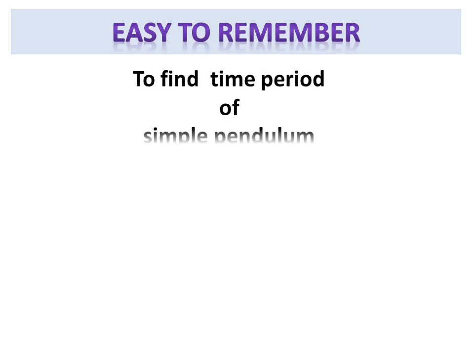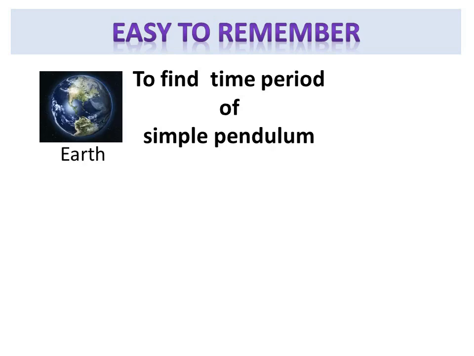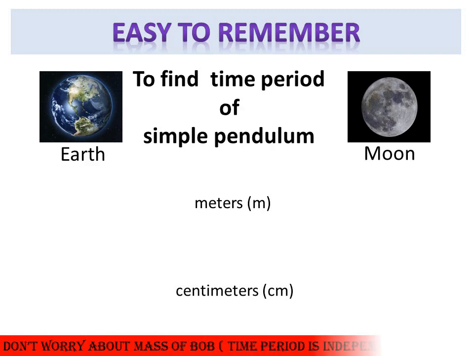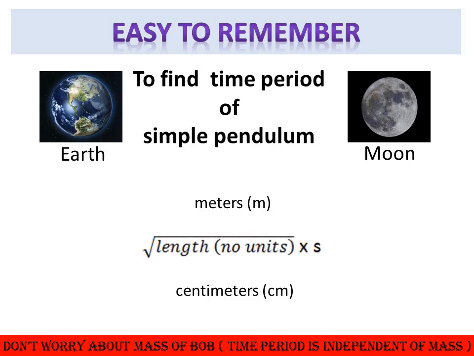And it is easy to remember too. To find the time period of a simple pendulum on Earth or on Moon, he has to just remember the question may be in meters or centimeters. They don't have to worry about the mass of the bob. Time period is independent of the mass. All he has to do is first find the root of the length with no units.